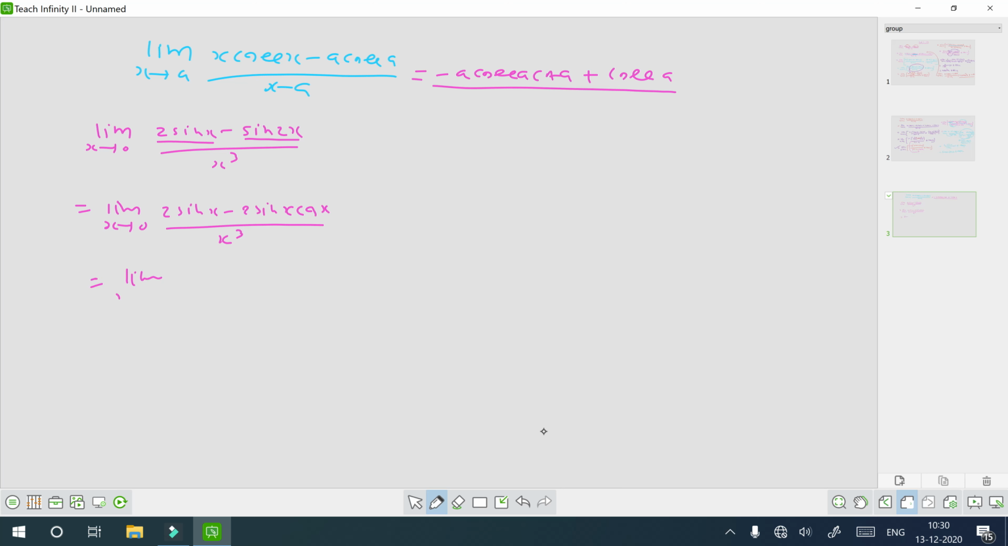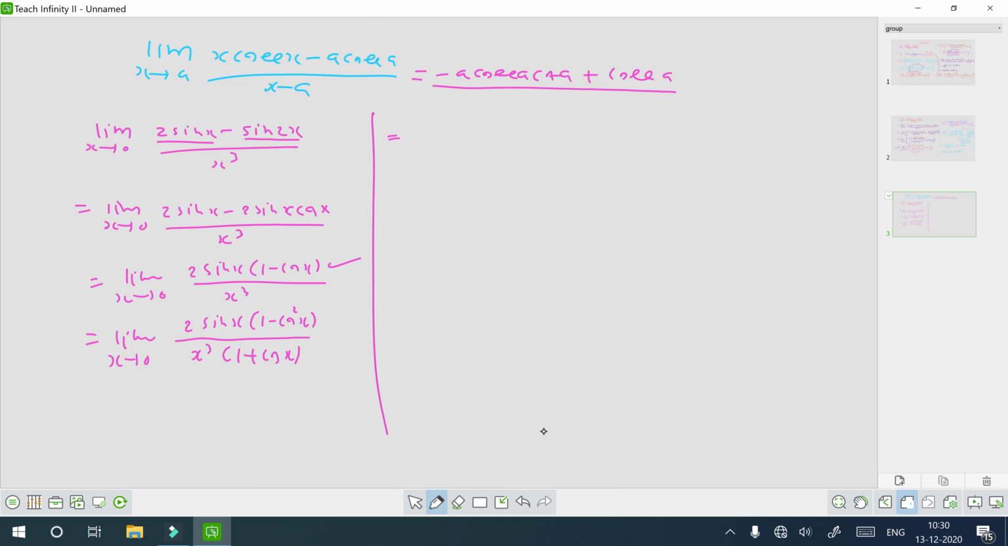Now limit x tends to 0, 2 sin x common, (1 minus cos x) over x cube. Here we have to rationalize the numerator, 1 minus cos x. So 2 sin x (1 minus cos x), that is 1 minus cos square x over x cube into (1 plus cos x). Agree with me? What did we do? We rationalized it, the 1 minus cos x thing. That is equal to limit x tends to 0 of 2 sin cube x over x cube into (1 plus cos x).